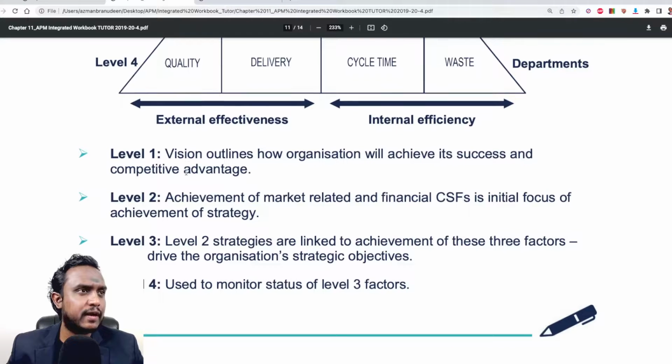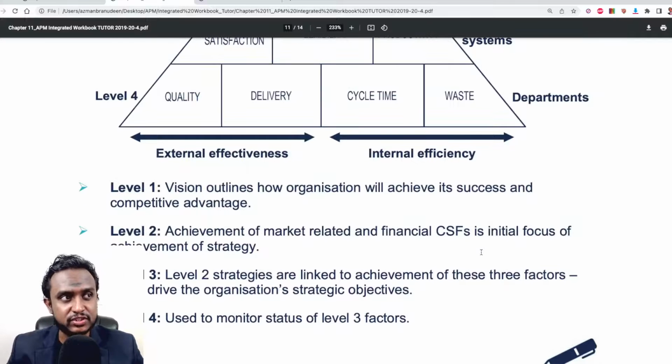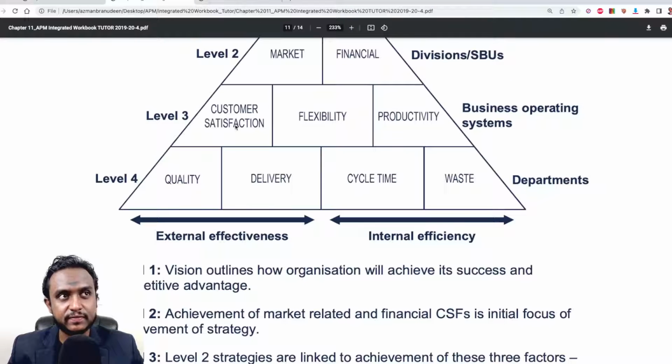Okay, so here you have a summary. Level 1 is vision, outlining how the organization will achieve its success and competitive advantage. Level 2, achievement of market related and financial CSFs, is the initial focus of achievement strategy. So you break down the objectives, level 1 objectives, into level 2. Level 3, the level 2 strategies are linked to the achievement of these three factors. These drive the organization's strategic objectives. And level 4 is used to monitor status of level 3 factors. Right? Your level 4 monitors the status of level 3 factors. That's why we say measures go upward. Objectives come down, measures go up.